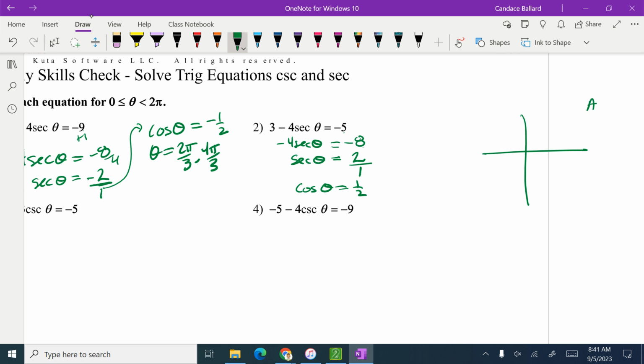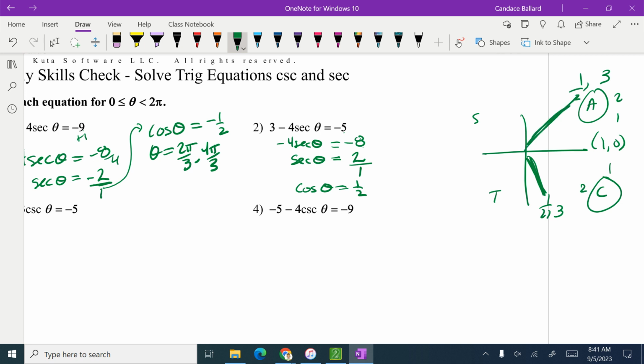Which quadrants are we positive for cosine? 1 and 4. Is cosine the x value or the y value? X value. So 1, 2, 3. There's my positive 1/2 right there. 1, 2, 3 on the y. So 1/2 would be here. What's this one in quadrant 4? Again, close to the y-axis. Pi over 3. Good. What does this one have to be? Good. So theta equals pi over 3 and 5 pi over 3.